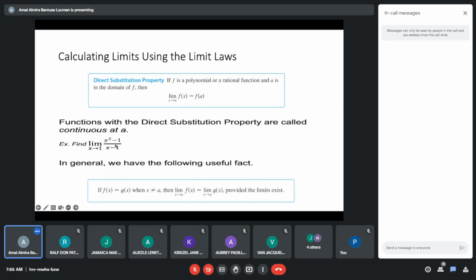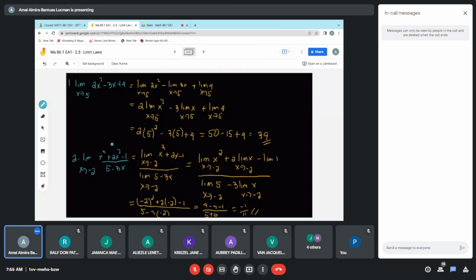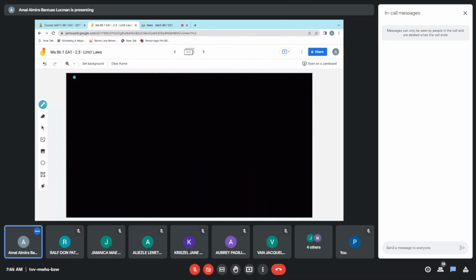For example, solve this one. Find the limit of x squared minus 1 over x minus 1 as x approaches 1. Using the direct substitution property, substituting 1 there, 1 squared minus 1 over 1 minus 1 gives us 0 over 0. If it is 0 over 0, we cannot accept this because it is not a number. So we have to find ways.